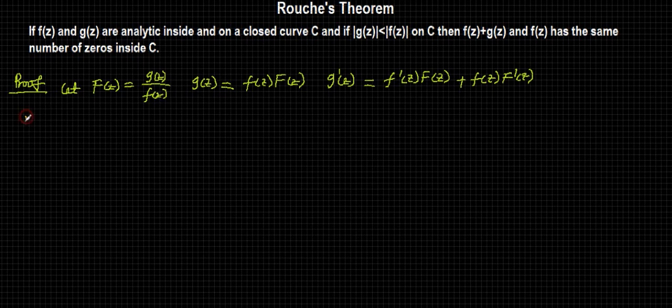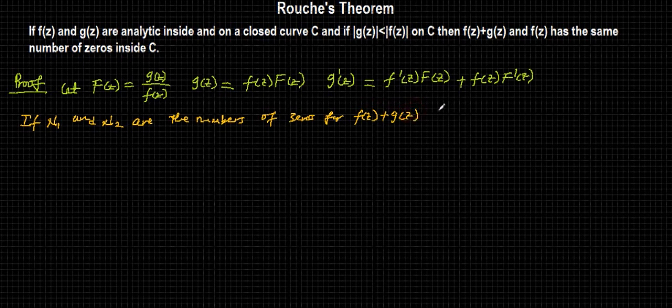Now, suppose n1 and n2 are the numbers of zeros for f(z) plus g(z) and f(z) respectively, and also suppose the two functions don't have any poles.